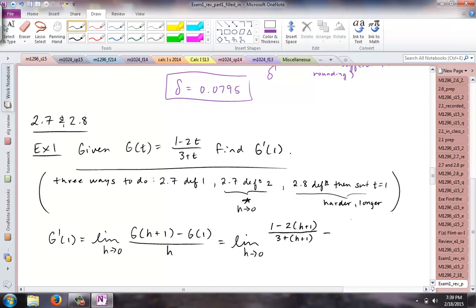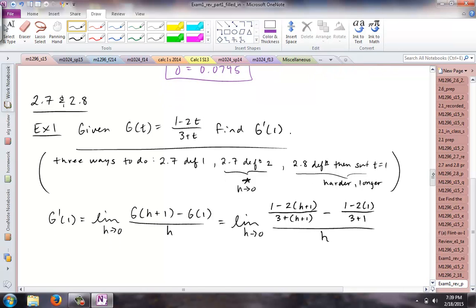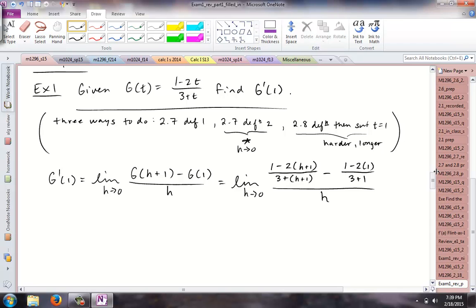Minus g of 1, you could just do side work. That's just substituting 1 into the function. Or you can just do it in the context of this larger problem. So 1 minus 2 times 1 over 3 plus 1. Now all of this is over h. All right, now let's find the answer to the 1 minus 2 times 1 over 3 plus 1. That's just going to be a value. And then also let's go ahead and simplify things a little bit in the first fraction.